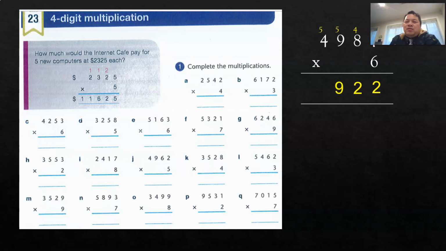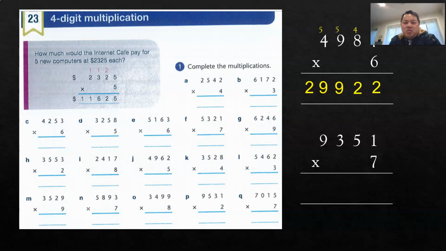Now we bring the thousands over. So 4 times 6 is 24, 24 plus 5 is 29. That's how you get the answer, 29,922. Okay, this question is not even there. So this is just an example. And I'm quite certain most of you already understood how to go about multiplying 4-digit with a single-digit number.